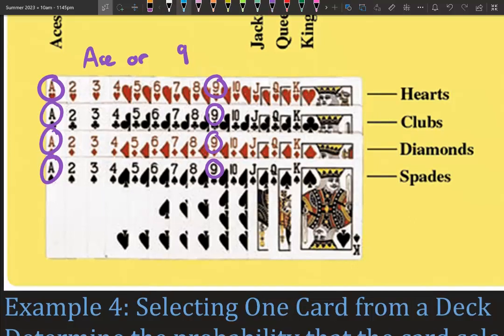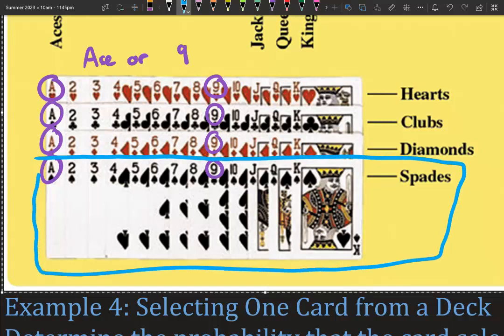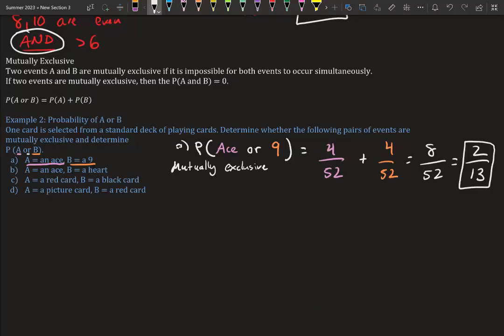So if we just break it down to one set, let's look at just the spades. If we look at the spades, there's 13 cards. And do you notice 2 out of the 13 are an ace or a 9? And isn't that our answer? Interesting, right? You are allowed to use your deck of cards to answer these questions. All right, let's go to B.